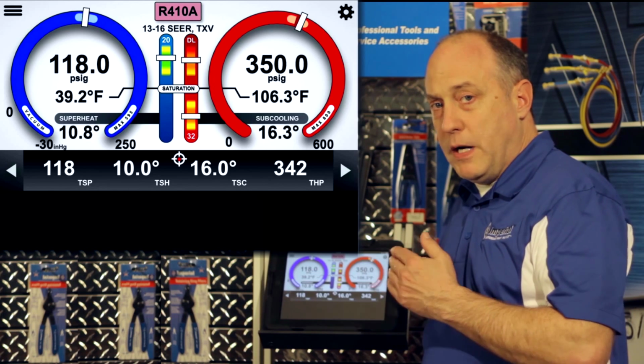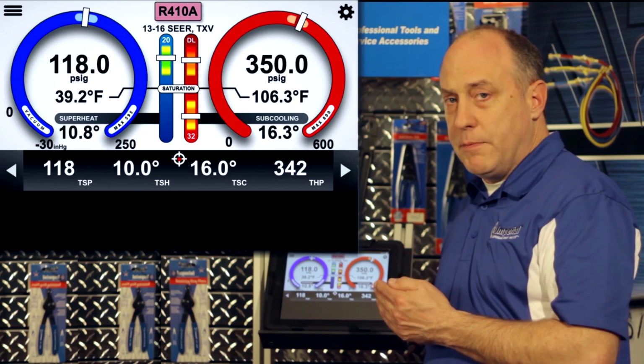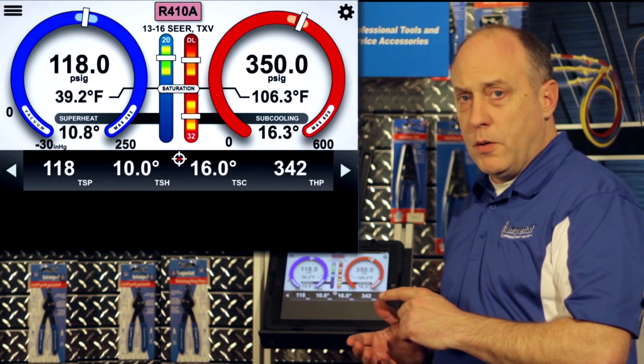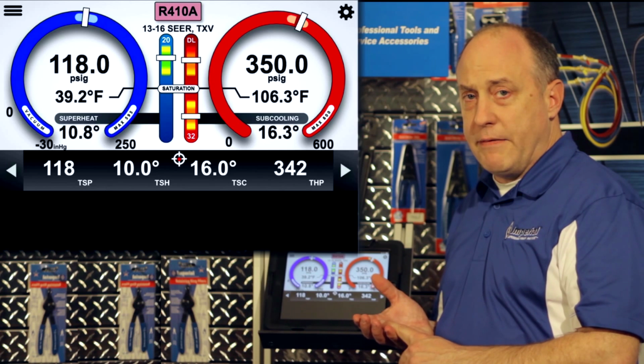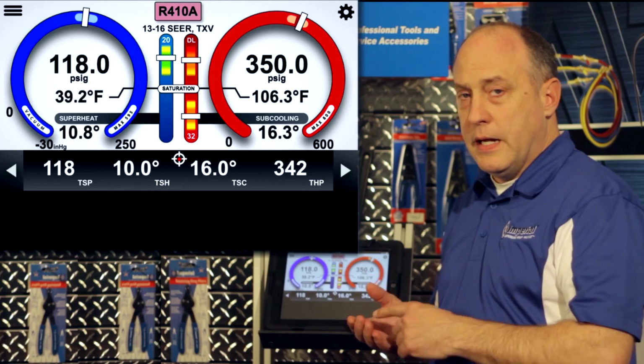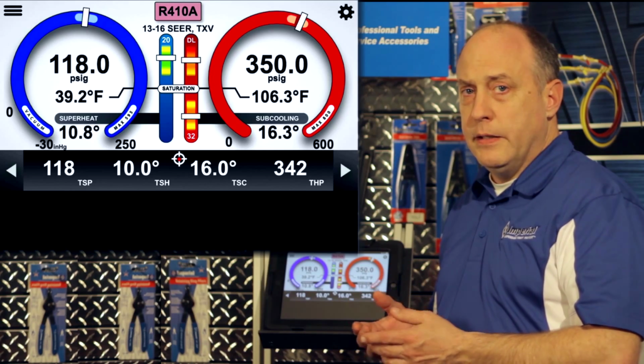It shows us where the pressures should be, where the superheat and the subcooling should be, based upon the load conditions. So what we're looking at is our evaporator driving conditions and our outdoor air driving conditions that drive the pressures, and then our target superheat and subcooling for the system.